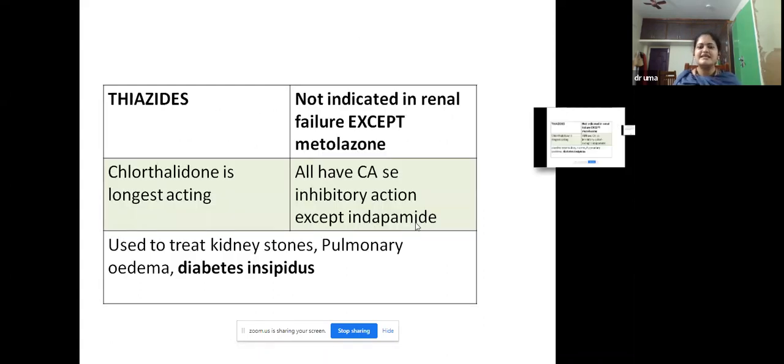Thiazides are not indicated in renal failure. Loop diuretics are the diuretic of choice in renal failure. But among thiazides, metolazone alone can be used in renal failure. Chlorthalidone is the longest acting. They all have carbonic anhydrase inhibitory action except indapamide. They do not have carbonic anhydrase inhibitory action. It is used to treat kidney stones, pulmonary edema, and also in diabetes insipidus.